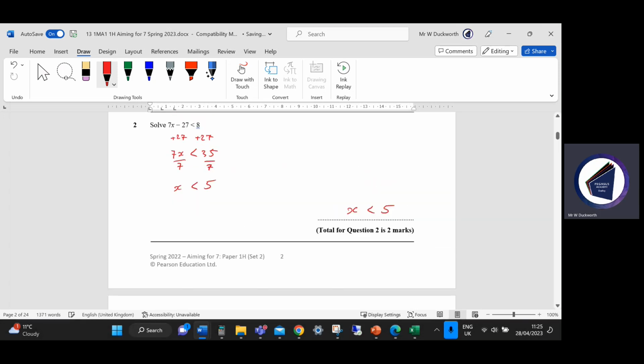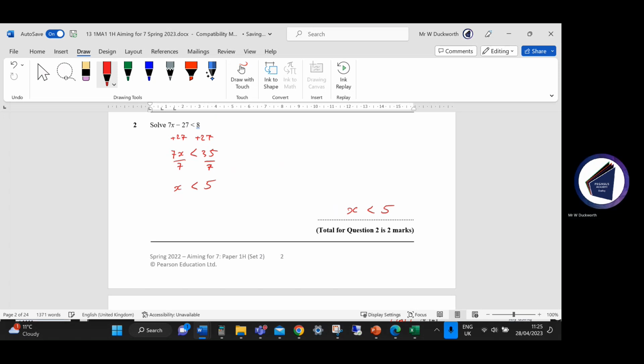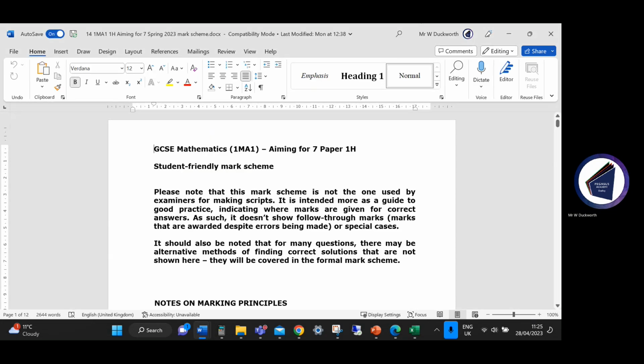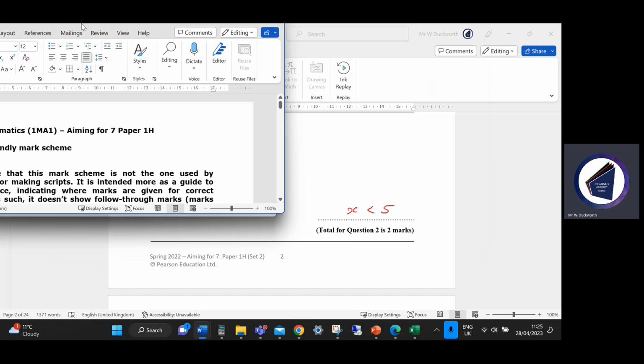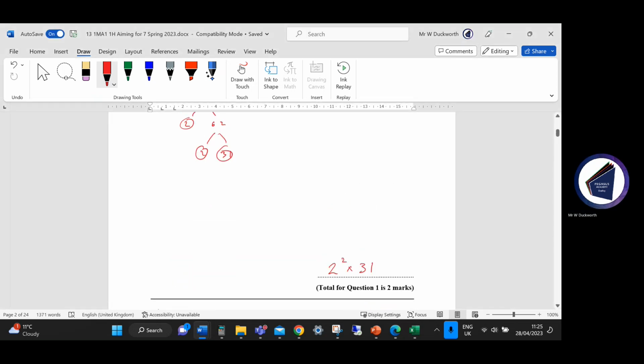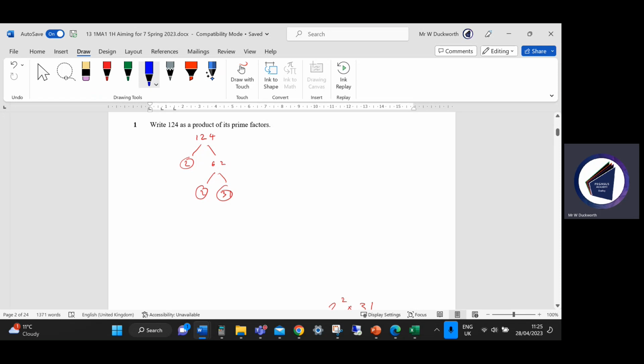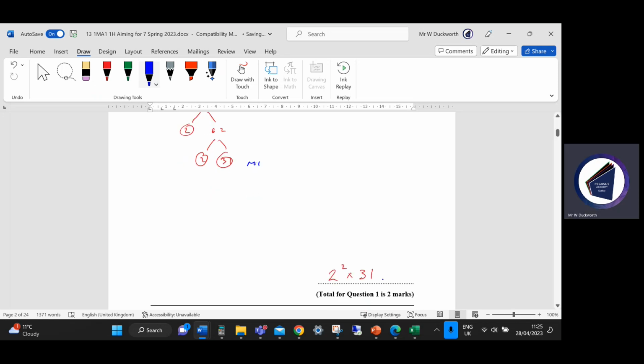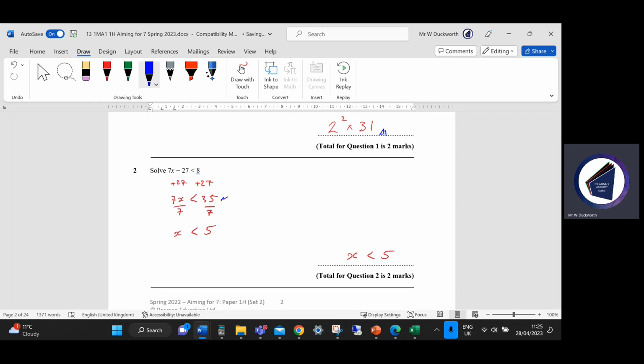If I bring up the mark scheme, I'm going to put it on my second screen, although my projection mode's a bit thrown out at the moment. Right, so I've got a mark scheme that I'm using. For question 1 then, it is suggesting M1 for the factor tree and then an A1 for my answer. For question 2, they are saying an M1 if you got as far as 7x is less than 35, so M1 and then A1.